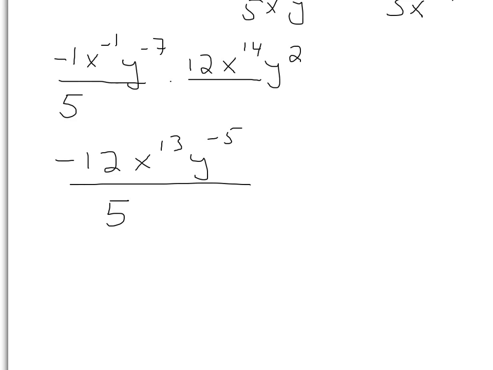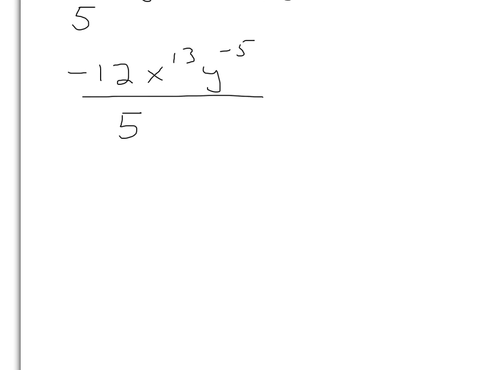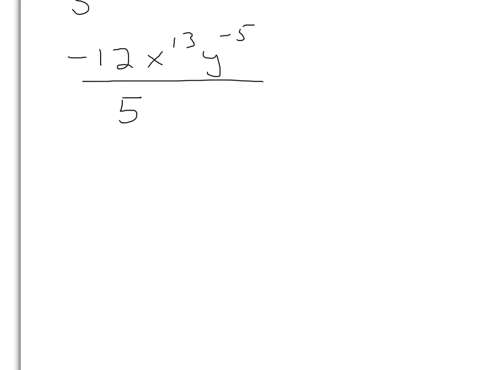So remember I said negative exponents in the answer make your math teacher angry. So you're going to have to get rid of that negative 5. And the way you're going to do that is bring the y to the negative 5th to the denominator, and make it into y to the positive 5th. So your final answer: negative 12 x to the 13th over 5y to the 5th.